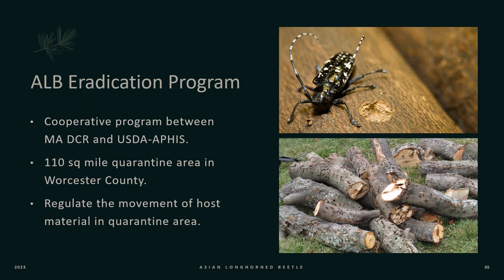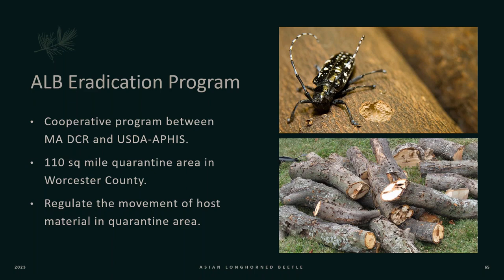ALB is different, in that we are able to eradicate it, and we have this program to completely remove it from our landscape. Part of that is because it's really big and it is rather lazy. They make very noticeable damage on trees. They have a slower life cycle. It takes about 2 years from when an egg is laid until an adult beetle emerges.